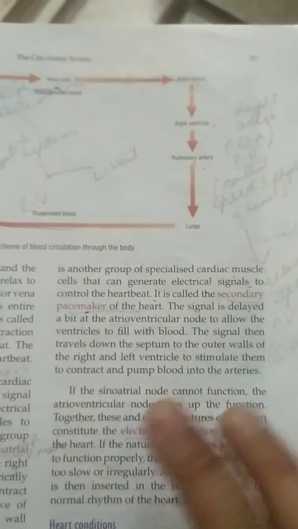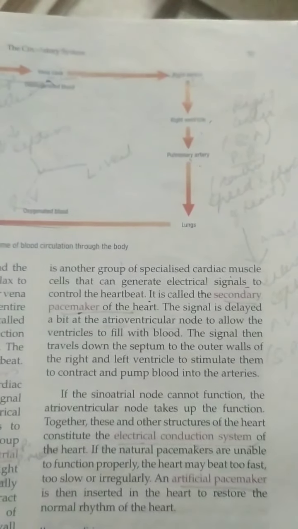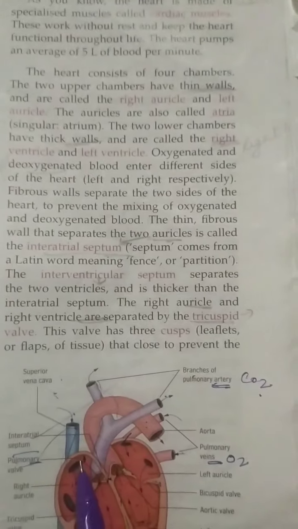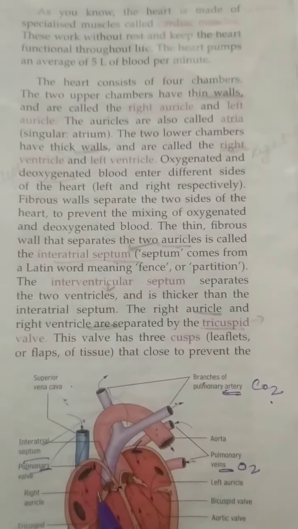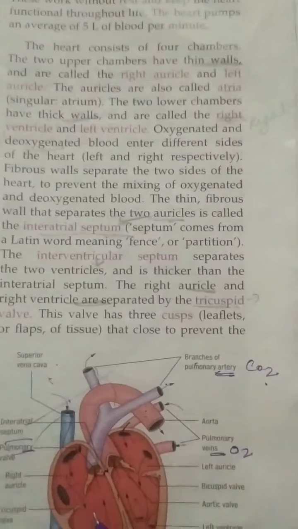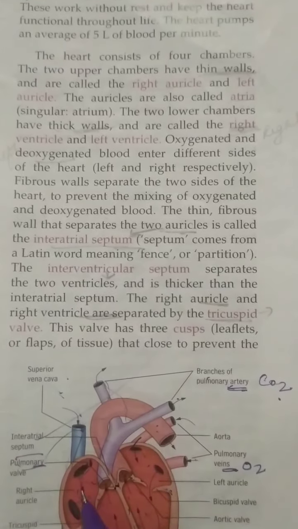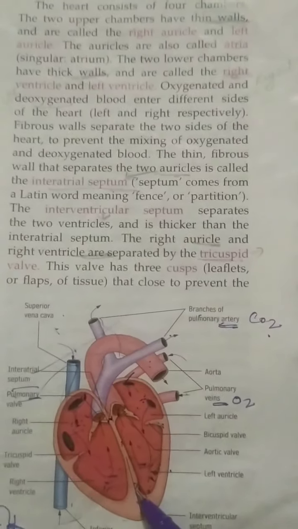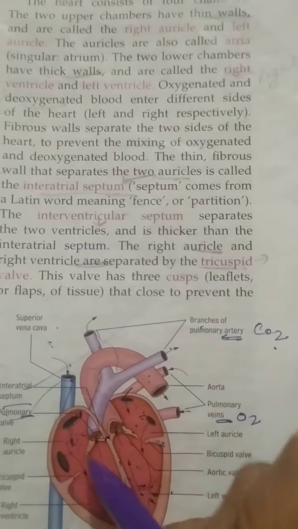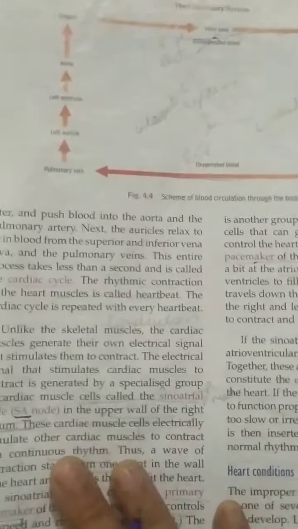Means both pacemakers work together. The signal is delayed a bit at the atrioventricular node to allow the ventricles to fill with blood. Means when the SA node gives signals to the AV node, it is a little bit delayed, so that when it gives the signals, the ventricles are filled with blood. You know that in the cardiac cycle, the atrium relaxes, contracts, then the ventricle relaxes. When it relaxes, the blood comes here, and all this is triggered with the help of the SA node. Means the whole heart is controlled by the SA node.